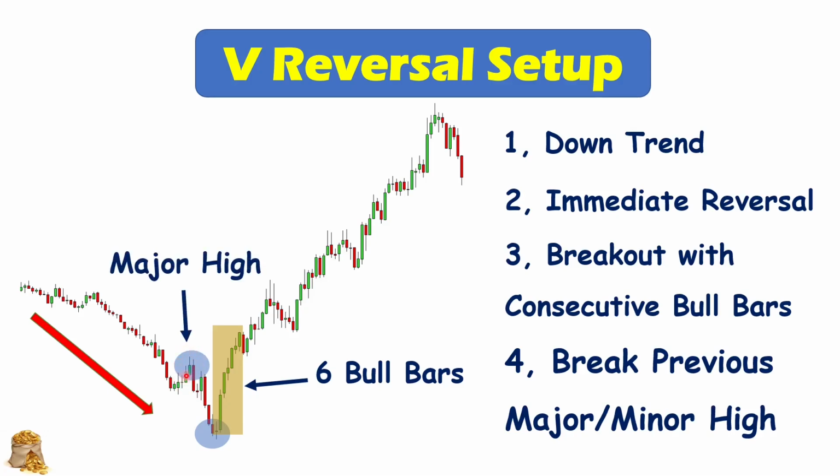And then we want to see the bull bar breakout take out the previous major or minor high. So here is the major high. That is because we have a high here, we have a low, we have a lower high, and then we have a lower low. That's why this is the major high. It's taking out this major high. So this is the setup for the V reversal.